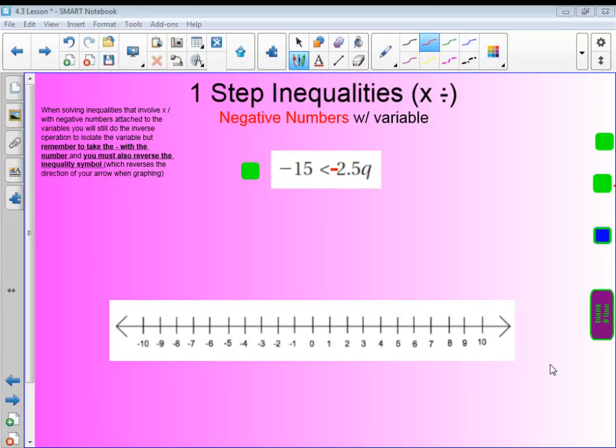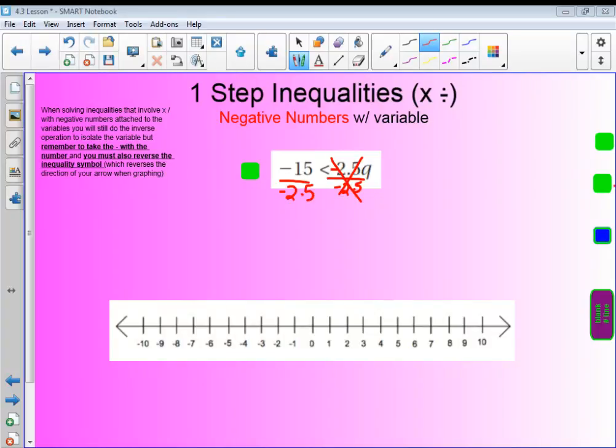So here right now I'm going to keep it in the order that I have it. I have negative 15 is less than negative 2.5q. So I want to get q by itself, so I'm going to divide by negative 2.5, remembering to take that negative with it. We cannot leave a negative along with the variable by itself. Okay, so whatever I do to one side, I have to do to the other.